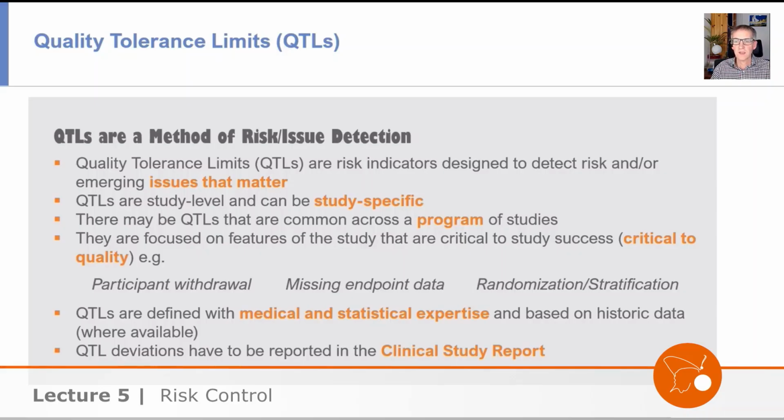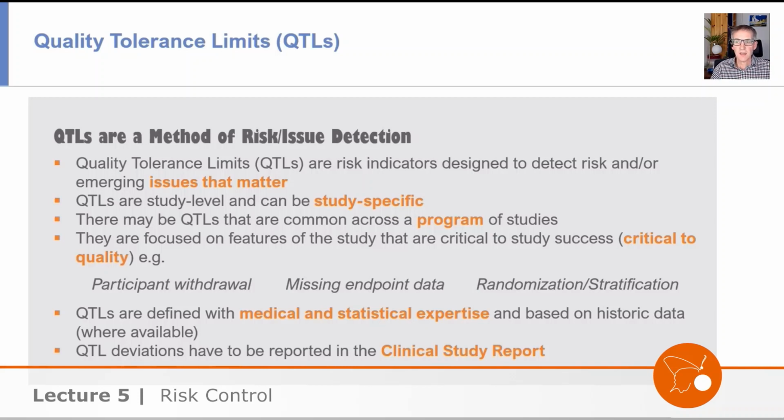So it's almost as if QTLs are a subset, in a way, of key risk indicators. They're ones that focus on the really critical areas. They're also at study level, so you don't have QTLs at a country level or a site level. They're very much at a study level, because it's all about whether the study itself is going to succeed or not, at least from an operational perspective, not in terms of efficacy and safety.